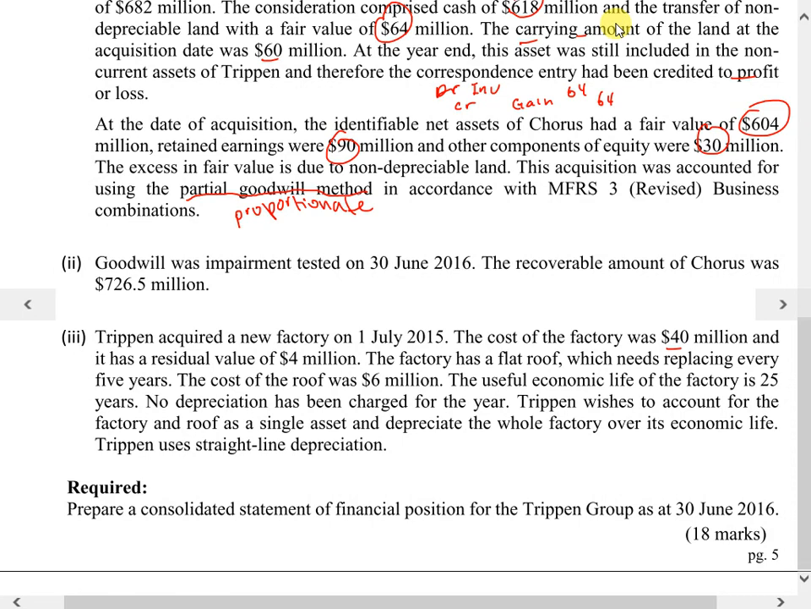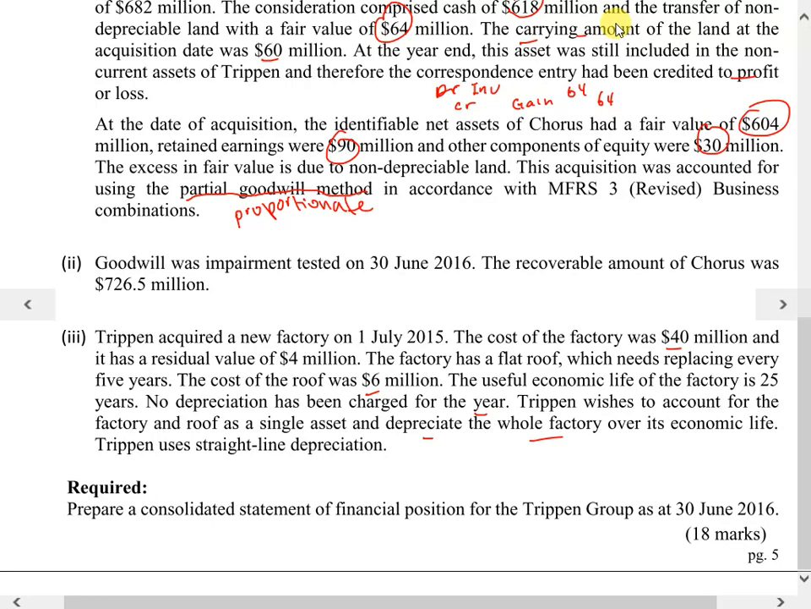The factory has got a flat roof, which needs replacing every 5 years. Factory with a roof, and the roof needs replacement every 5 years. The cost of the roof is about 6 million. The useful life of the factory is 25 years. No depreciation has been charged for the year, and Trippen wishes to account for the factory and the roof as a single asset and depreciate the whole factory over the economic life.